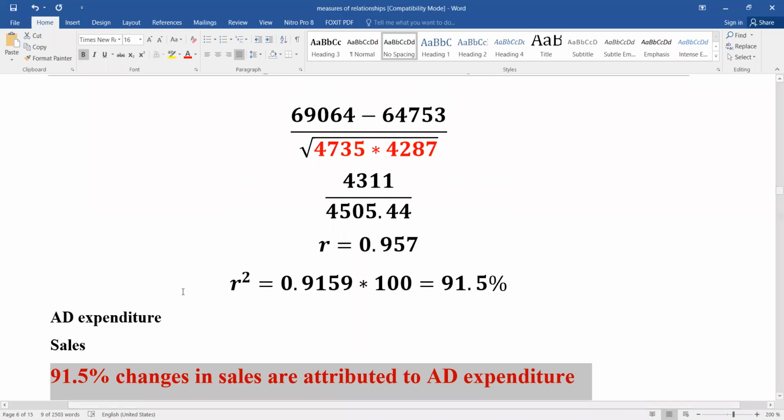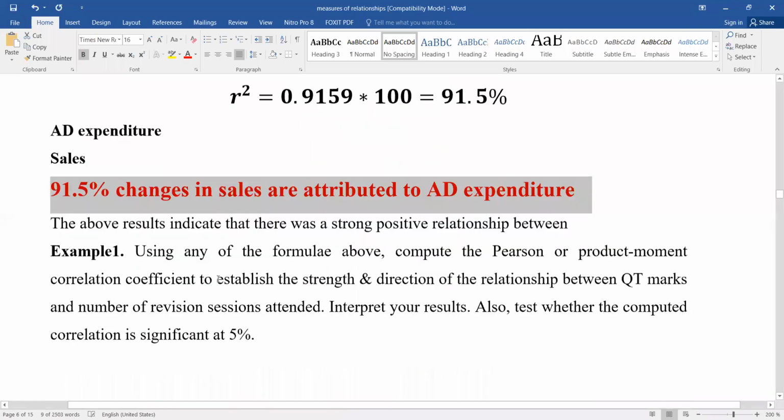R squared does not measure sales. R squared or R do not have units, but when you multiply by 100, it becomes percentage. Good. We look at the last topic.